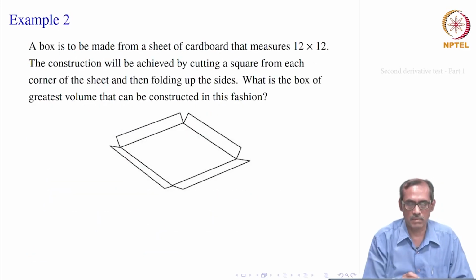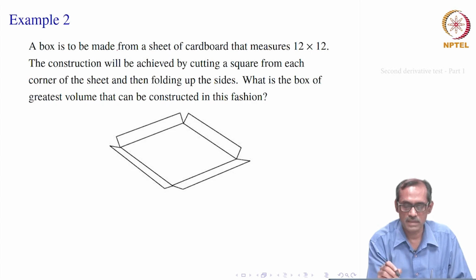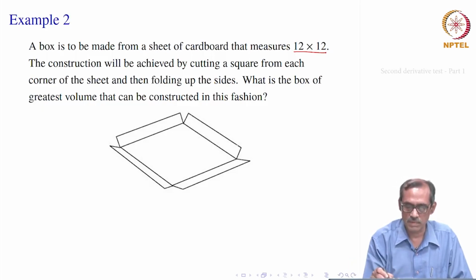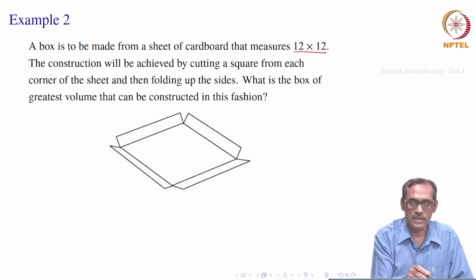Let us take another example. Here a box is to be made from a sheet of cardboard that measures 12 by 12, some units, let us say centimeters. So, 12 centimeter into 12 centimeter is the cardboard that is given, it is a square sheet. And what is to be done? The construction will be achieved by cutting a square. So, we want to make a box out of it by cutting a square from each corner of the sheet.